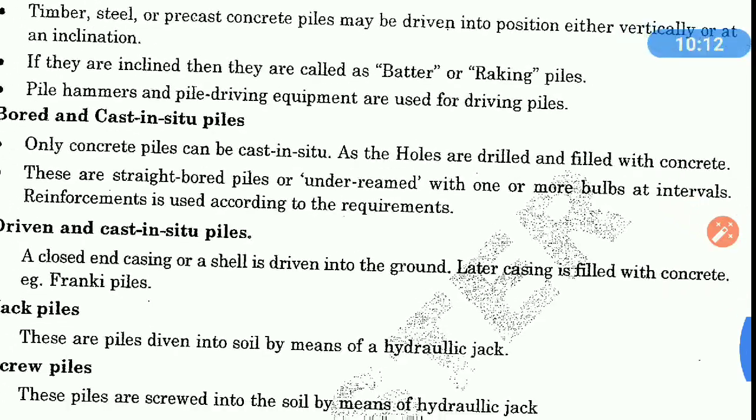These are straight bored or under-reamed piles with one or more bulbs. Under-reamed pile is used in case of soil having very low bearing capacity. So one or more bulbs of concrete are formed of diameter more than the diameter of the pile, and they provide additional bearing capacity to the pile.